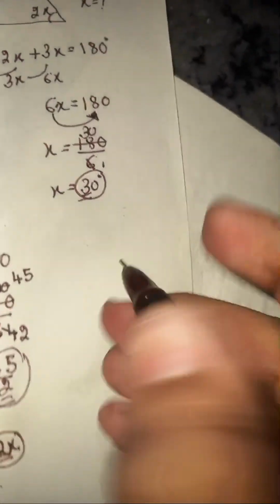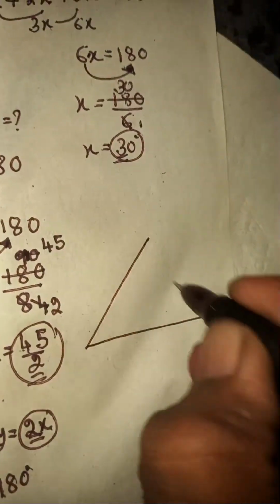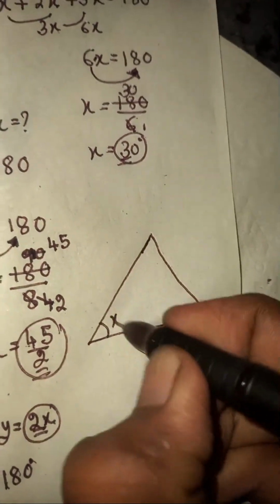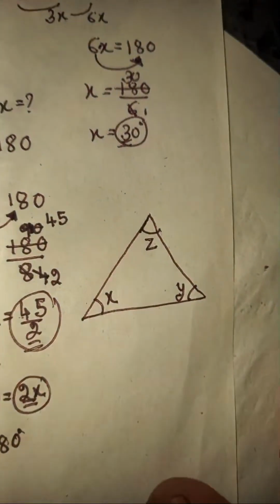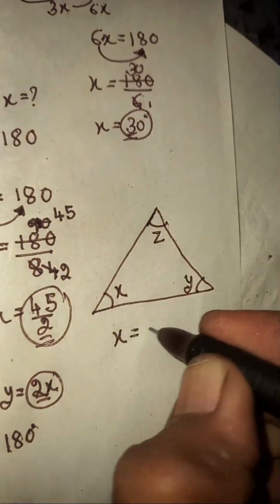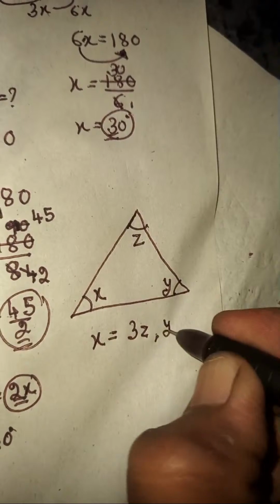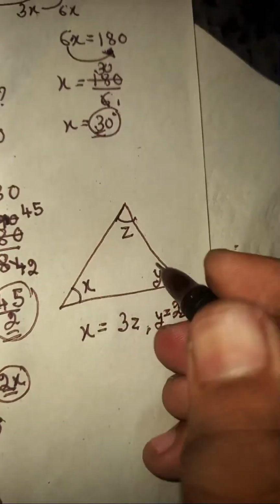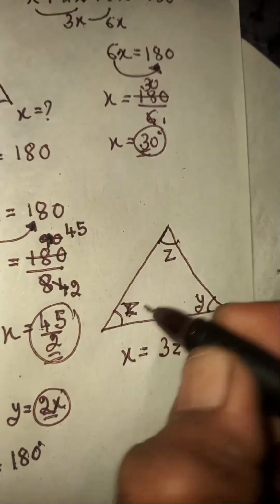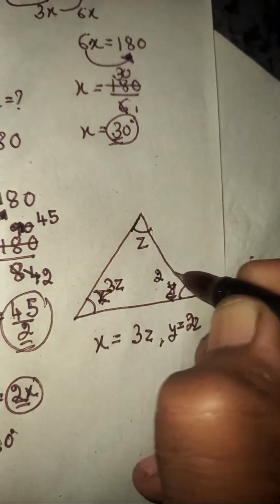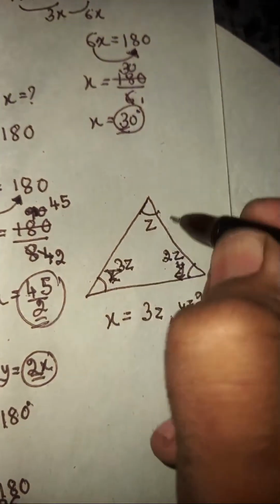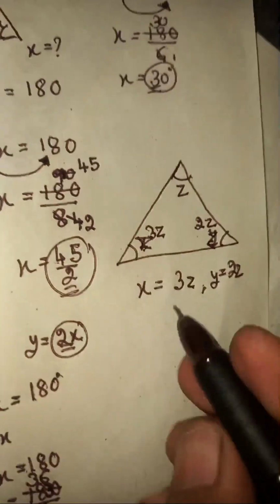Here you can do another problem. In this triangle, they have given x, y and z. Here they have given x equals 3z and y equals 2z. Let's write them. Instead of x, you can write 3z. Instead of y, you can write 2z. Now all of them are in terms of z. You can do this problem easily.